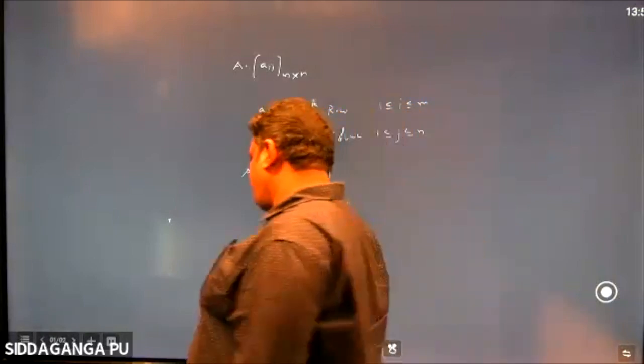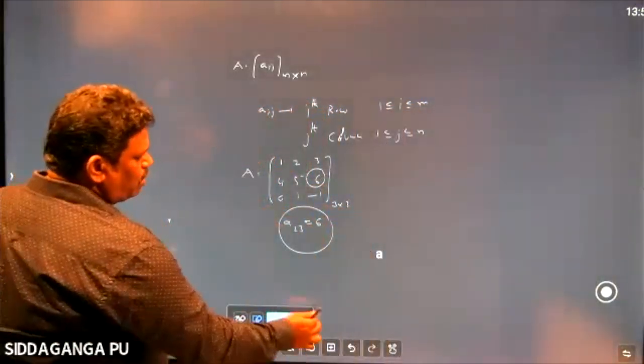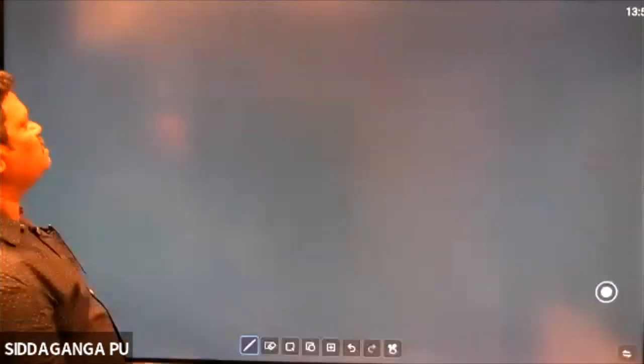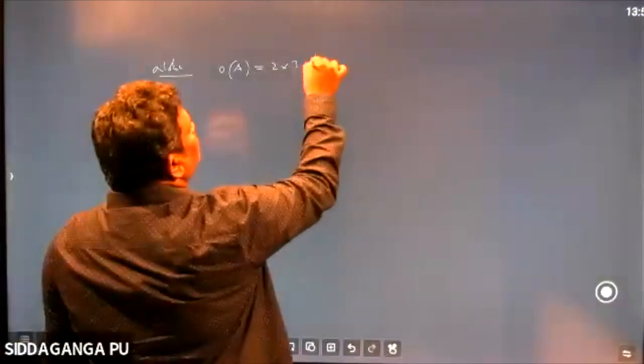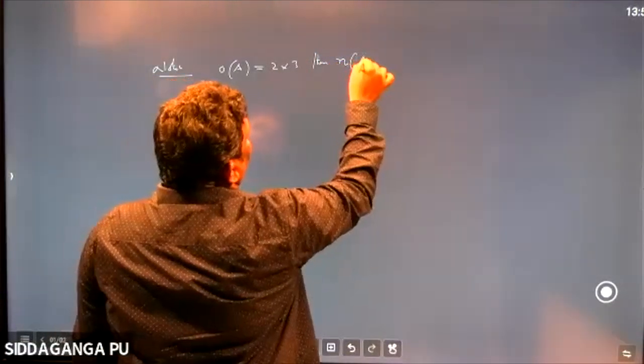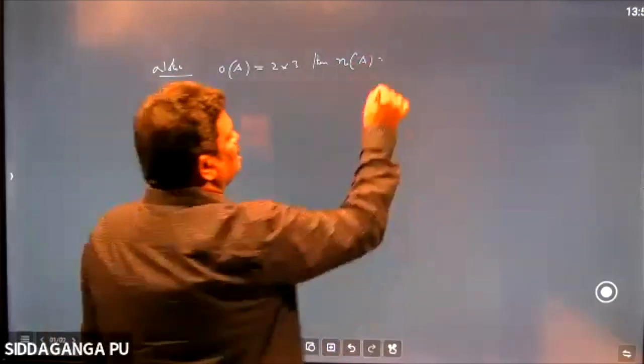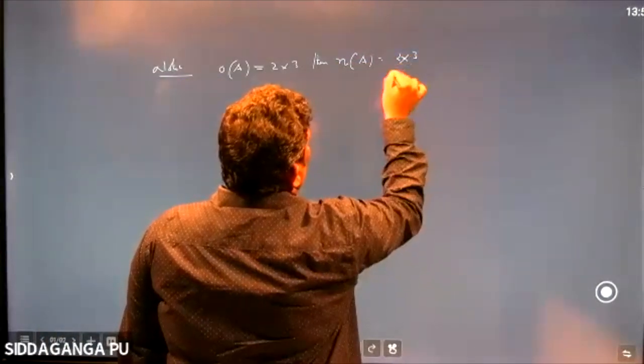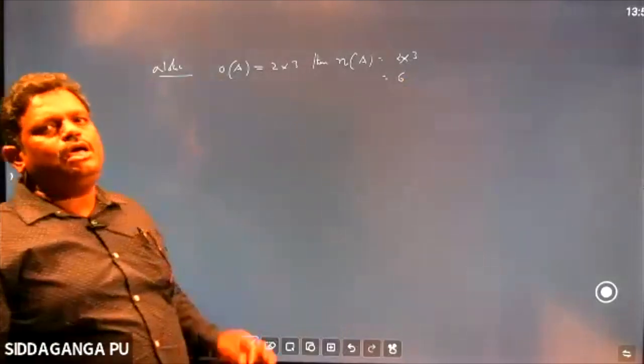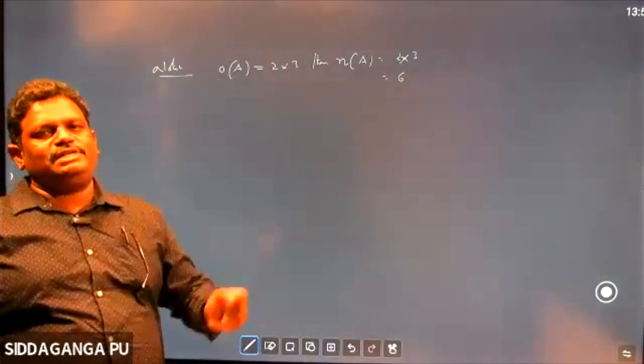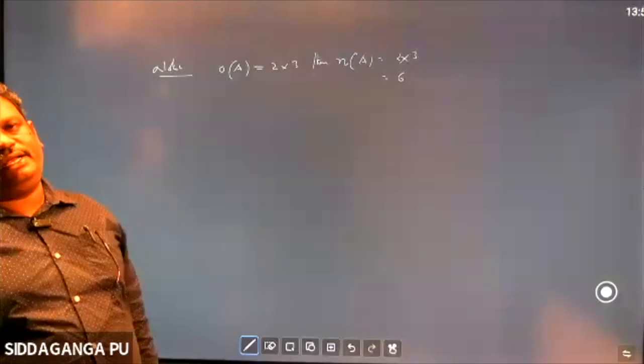One important point to remember: depending on the order of a matrix, we can find the number of elements in the given matrix. If a matrix A has order 2 by 3, then the number of elements in A, written n of A, is the product of the number of rows and the number of columns. That value is 6. So the number of elements depends on the given matrix order.